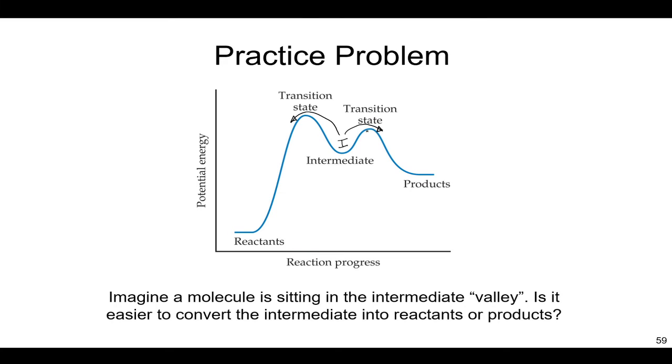Okay, and it turns out that it's a matter of activation energy, right? You can look at the activation energy on the right, going to products, versus on the left, going back to reactants, right? So this activation energy, EA for reactants, is much greater than the activation energy here, EA for products. Okay, so in general, it's important to remember that lower activation energy means a faster rate.